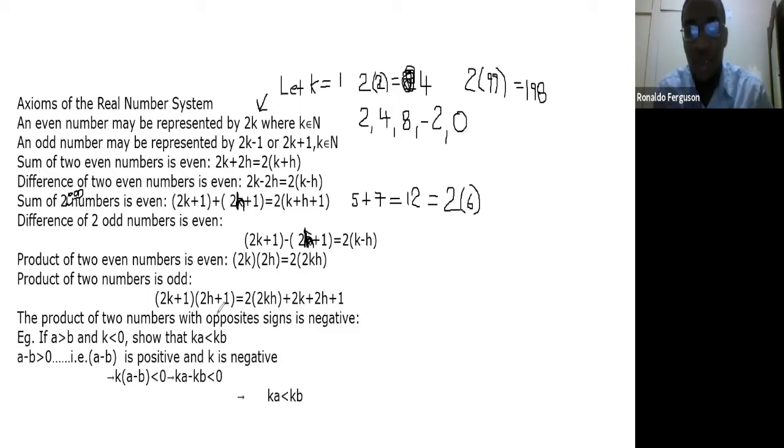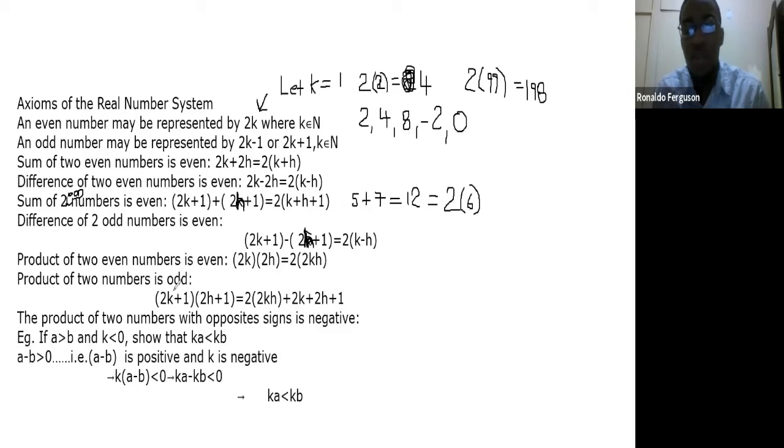And so if you multiply two even numbers, 2k times 2h, you're going to get 2 times 2kh, which is even. Because this 2kh is just really one number. We can call this one number j. And 2 times any number j is even. And so this is how you show that the product of two even numbers is even.